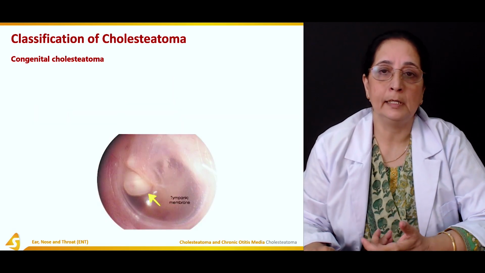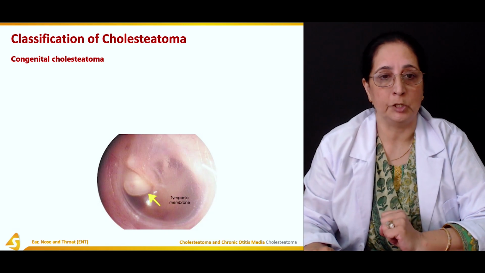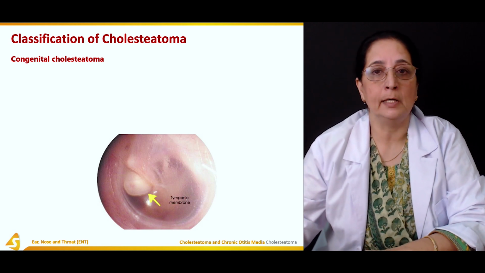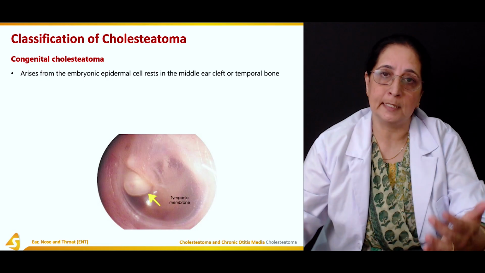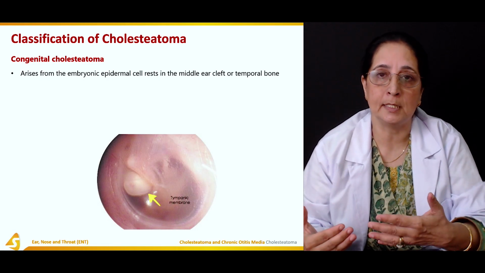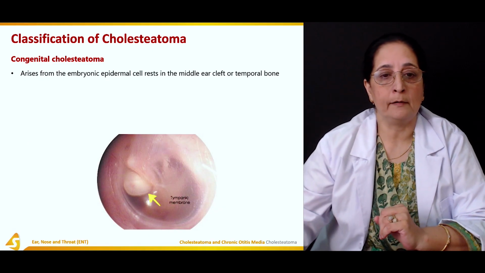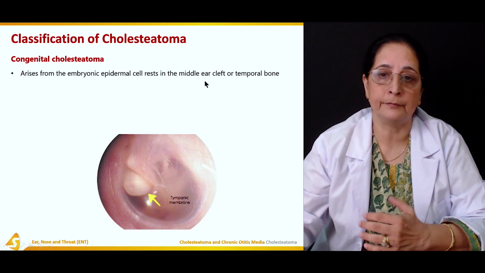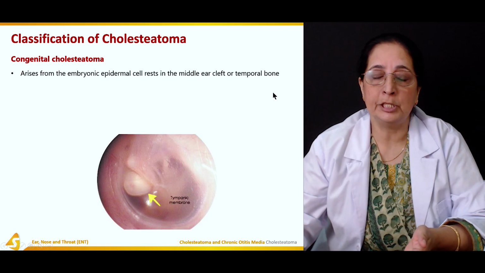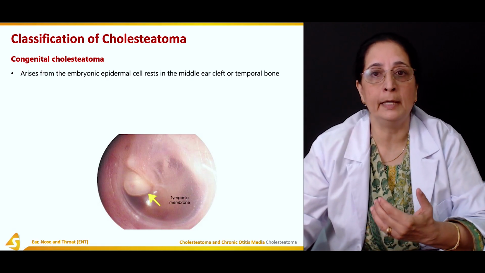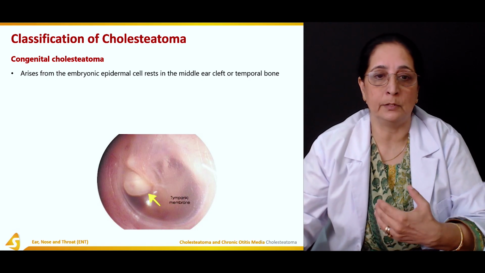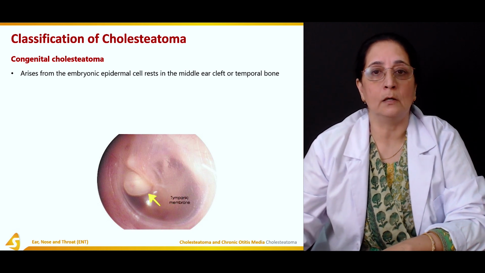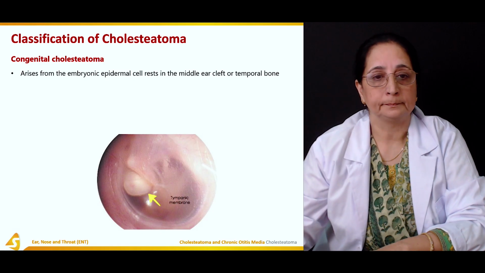Next, what are the different classifications of cholesteatoma? It can be congenital or it can be acquired. The congenital cholesteatoma, since congenital means present at birth, arises from embryonic epidermal cell rest in the middle ear cleft or temporal bone. So a congenital one has to form from the embryonic cells, so it arises from embryonic epidermal cell rest in the middle ear or temporal bone.